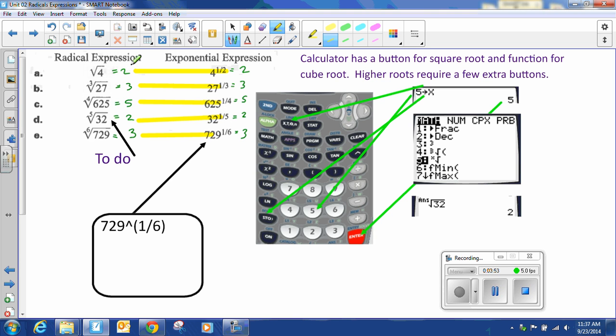Now the reason, hopefully you will discover, is that there's a pattern here. For example, the square root, which has an invisible 2 as an index, can be rewritten as 4 to the 1/2 power. The cube root of 27, or the third root of 27, is really 27 to the 1/3 power. The 4th root of 625 can be rewritten as 625 to the 1/4 power, and so on and so forth. And this brings us to today's rule.